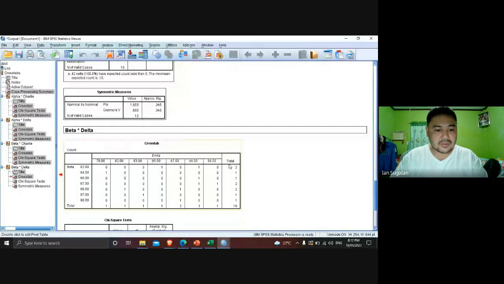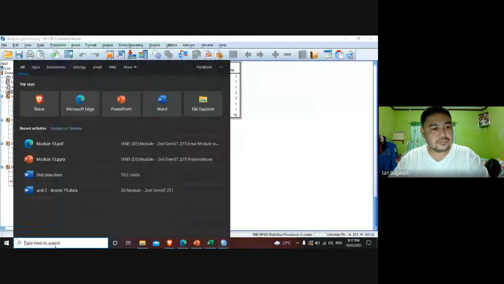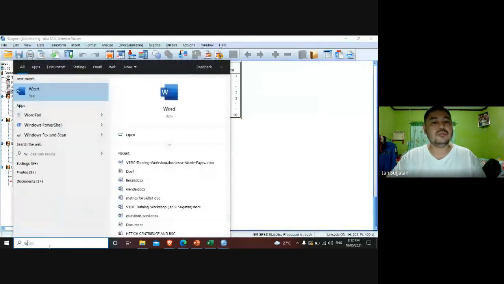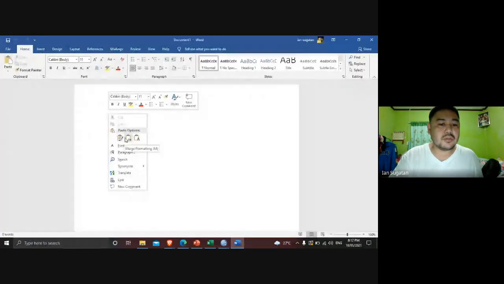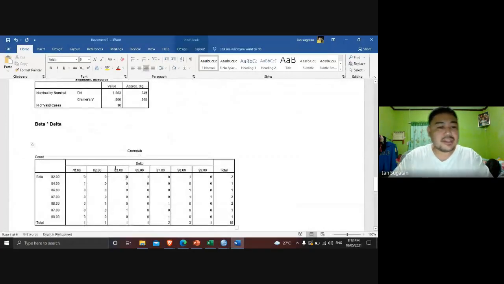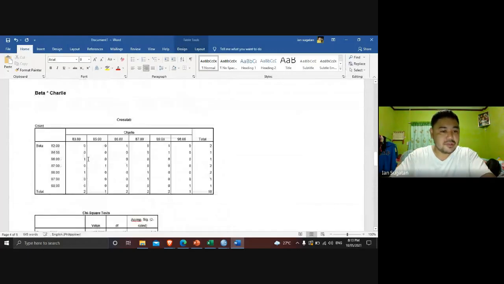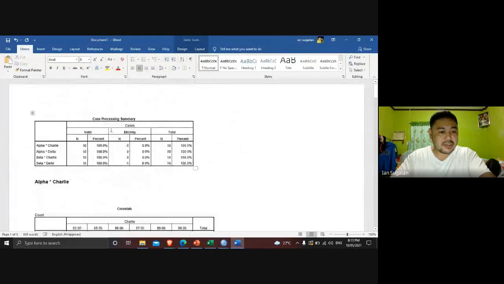Okay, so dyan. Then right click copy, then i-paste ninyo sa Word. So, dyan na i-edit, guys. Bulaan nyo lang ang crosstabs nila. Ang importante agad, ang una-una, ang case summary.